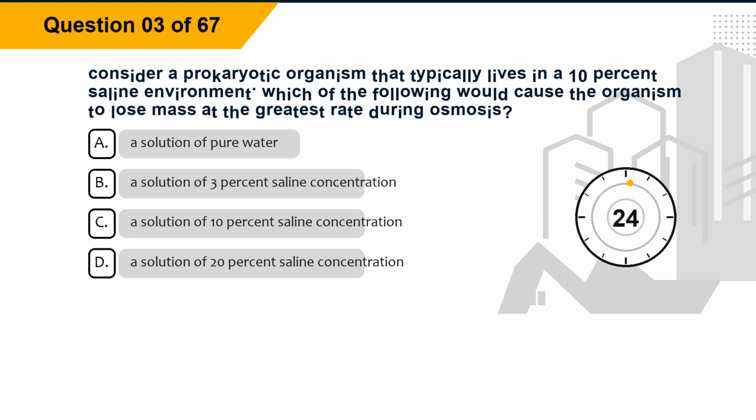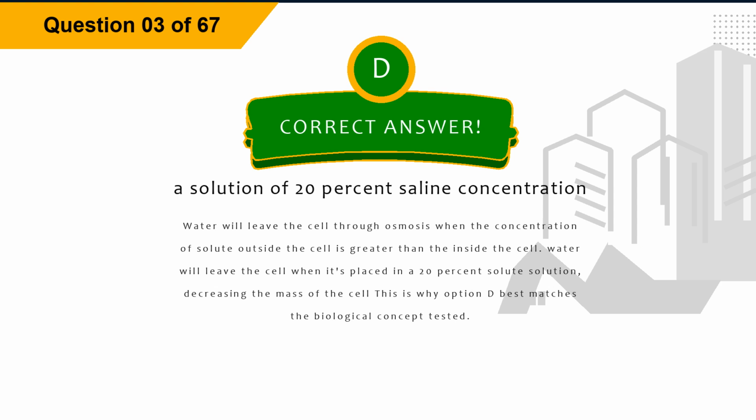Question 3. Consider a prokaryotic organism that typically lives in a 10% saline environment. Which of the following would cause the organism to lose mass at the greatest rate during osmosis? Option A, a solution of pure water. Option B, a solution of 3% saline concentration. Option C, a solution of 10% saline concentration. Option D, a solution of 20% saline concentration. The correct answer is option D, a solution of 20% saline concentration.